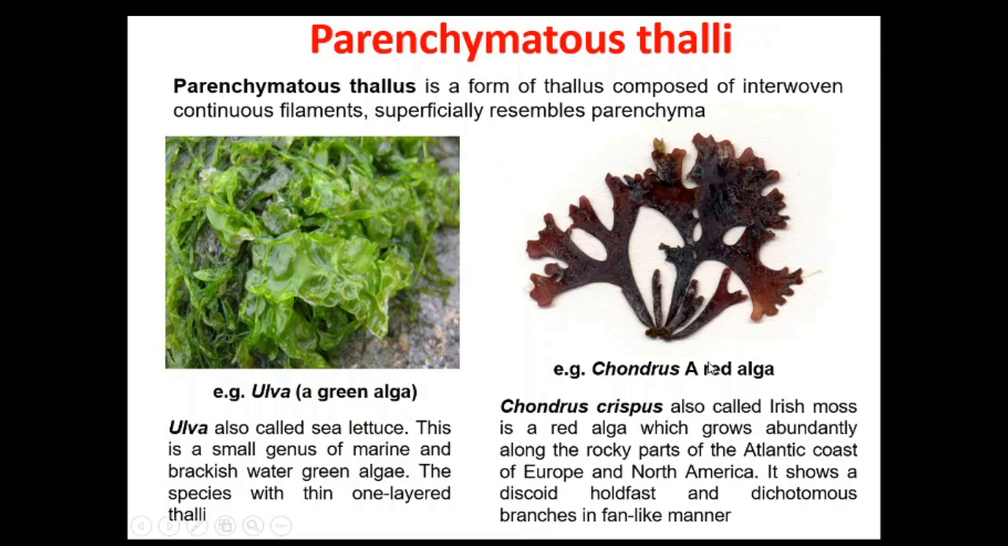Now the next example is Chondrus, which is a red alga. Chondrus crispus, also called Irish moss, is a red alga which grows abundantly along rocky parts of the Atlantic coast of Europe and North America. It shows a discoid holdfast and dichotomous branches in a fan-like manner. So you can see the characteristic fan-shaped, dichotomously branched thallus of Chondrus, and the plant is anchored to the substratum by an anchoring structure called the holdfast at this point. So Chondrus is an example of the parenchymatous thallus.